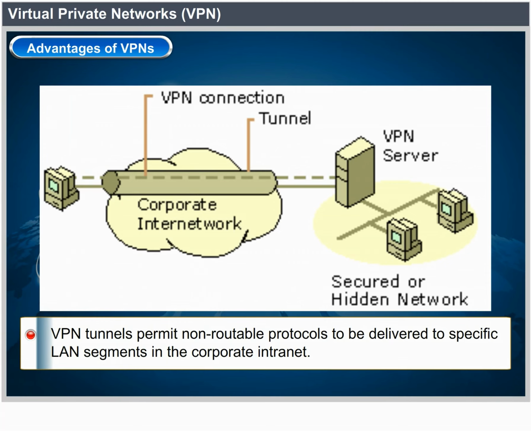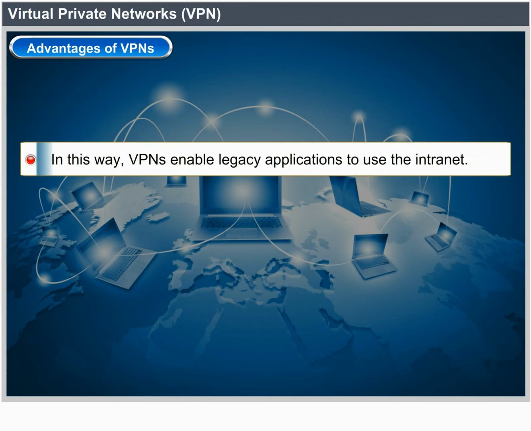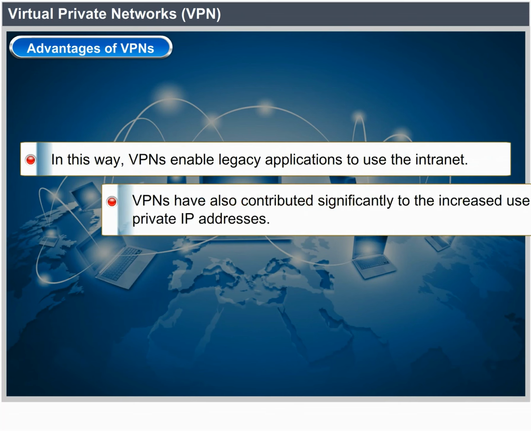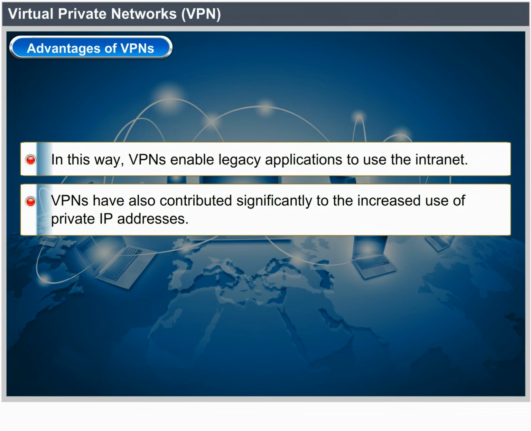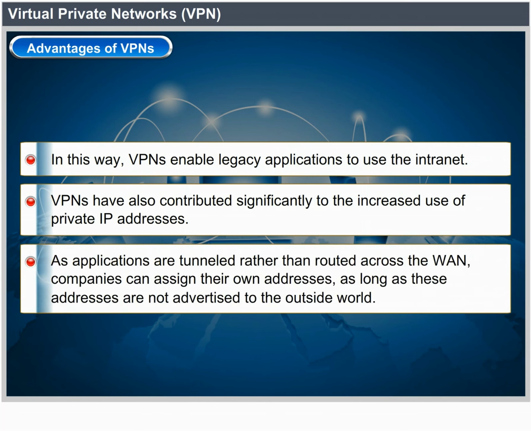VPNs have also contributed significantly to the increased use of private IP addresses. Since applications are tunneled rather than routed across the WAN, companies can assign their own addresses as long as addresses are not advertised to the outside world.